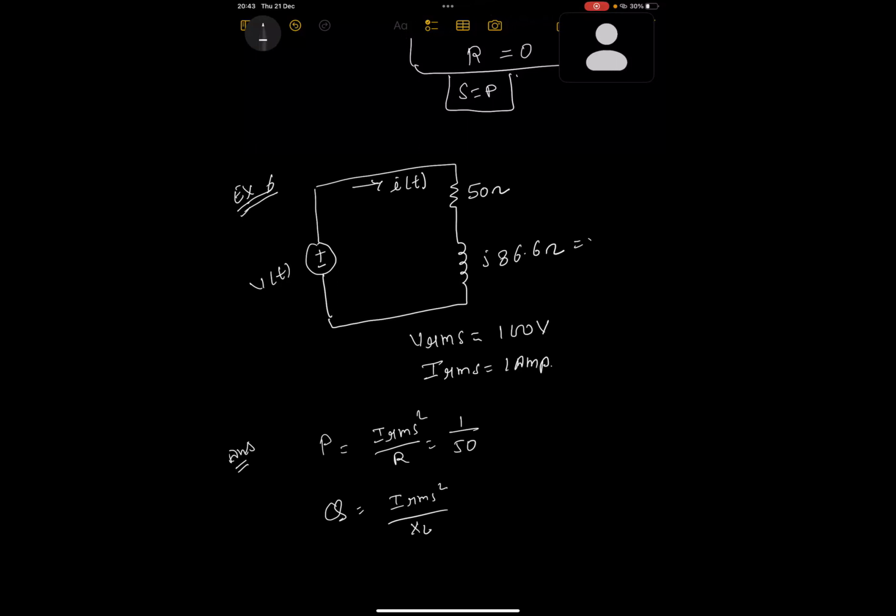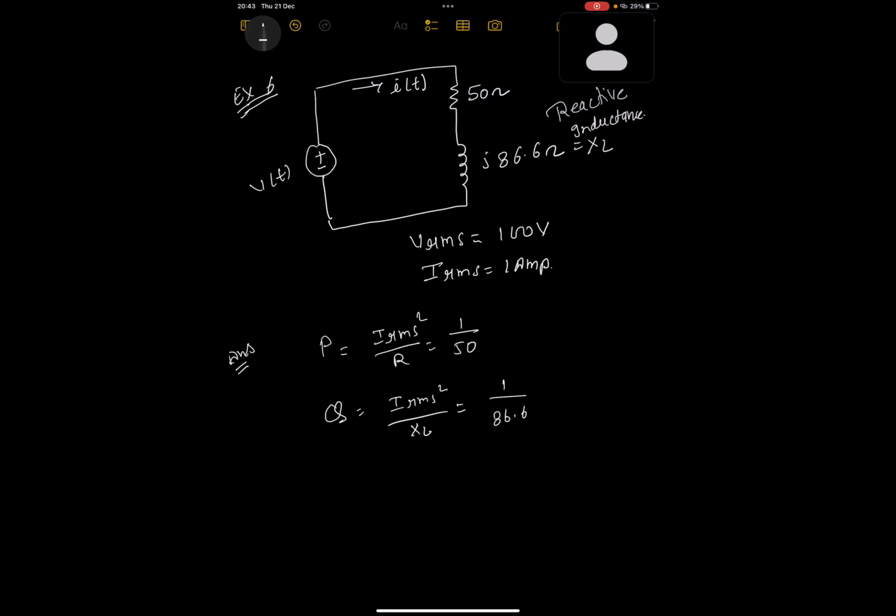This one is your XL because the unit is ohm. And you can clearly see this one is reactive inductance. Okay. 1 squared by 86.6. Or you can say S equal to VRMS times IRMS. That is 100 VA.